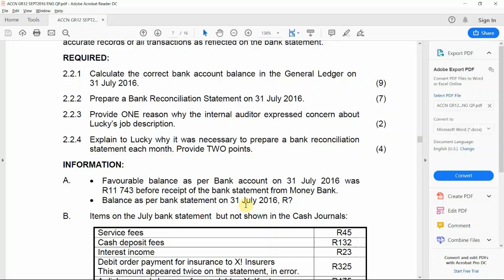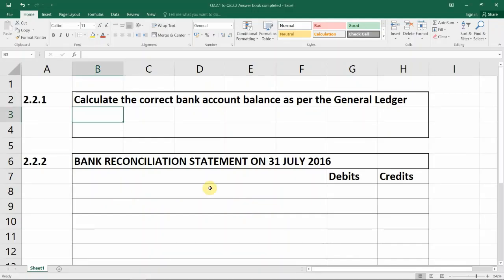So it's a favorable balance of 11,743, and this is actually incidentally given to you in your answer sheet. So it is 11,743. That is our starting point.